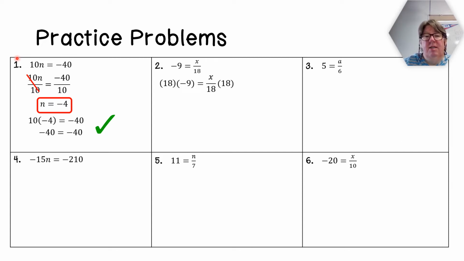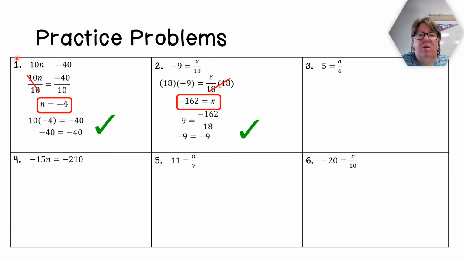So I have 18 times negative 9 is equal to x divided by 18 times 18. 18 divided by 18 is going to be 1. So we get negative 162 equals x. We plug that back into our original equation. We simplify. We find out that we get negative 9 equals negative 9, which is true. So x is in fact negative 162.